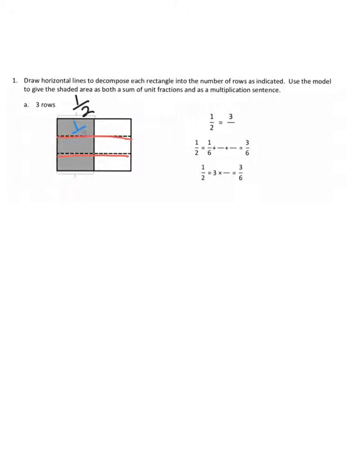So this is a unit fraction of 1/6, 1/6, 1/6. So this shows 3/6. So let's put our 6 here. So 1/2 is equal to 3/6. And then if we decompose it, 1/6 plus 1/6 plus 1/6 does equal 3/6. But what about a multiplication sentence? Is that what we've been used to doing? 1/2. How many 1/6 do we have? Well, we have 3. So 3 times the unit fraction 1/6 is equal to 3/6.